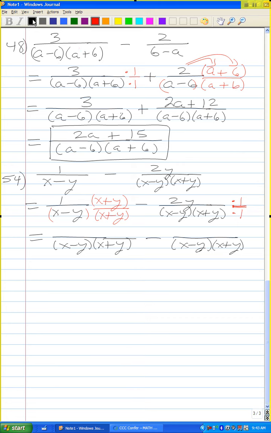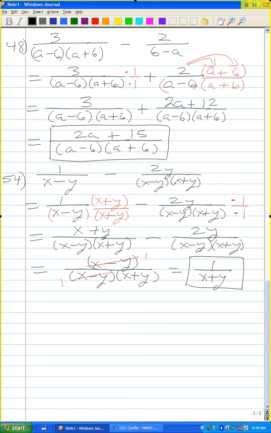Here you just have to multiply and divide by 1. And so you get x plus y minus 2y. So I have a common denominator, x minus y, x plus y. And I have here x plus y minus 2y is minus y. The x minus y's cancel. And so you just have 1 over x plus y. And that is your answer.